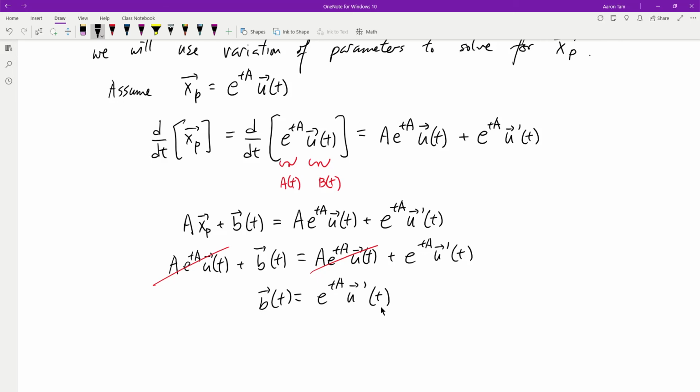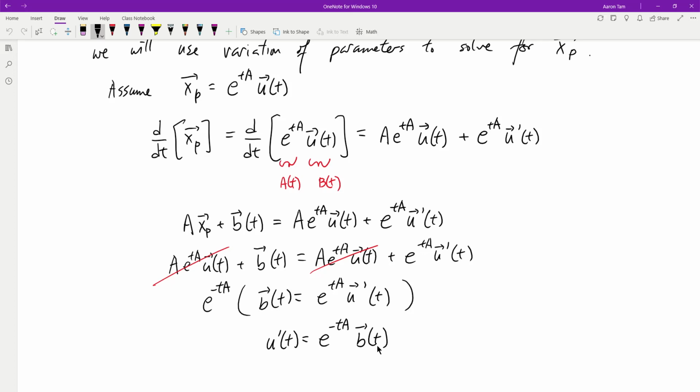So now what I'm going to try to do is figure out what vector u prime is, because in this scenario I'm going to solve for vector u, and once I have vector u, I can multiply that by e to the tA to form vector x sub p, which is our particular solution. So next I'm going to multiply both sides by e to the negative tA, because e to the negative tA is the inverse of e to the tA, and that gives me vector u prime of t equals e to the negative tA vector b of t.